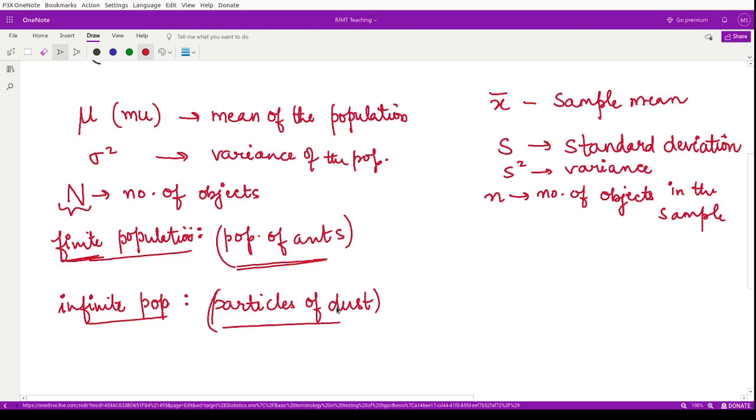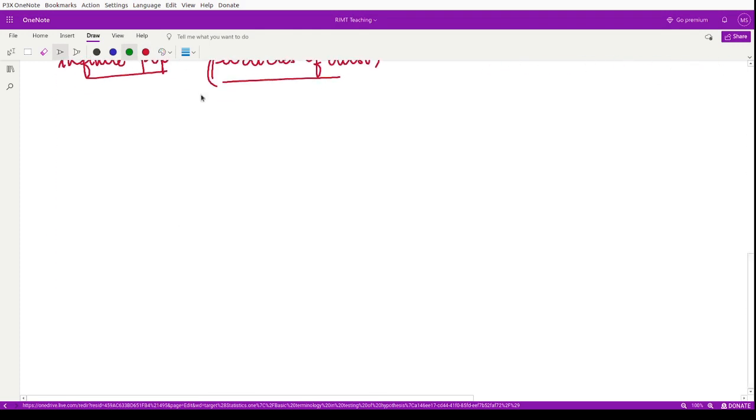Now next are more terms relating to this concept of testing of hypothesis. As we have been talking about testing of hypothesis, what is a hypothesis? That is the first question.